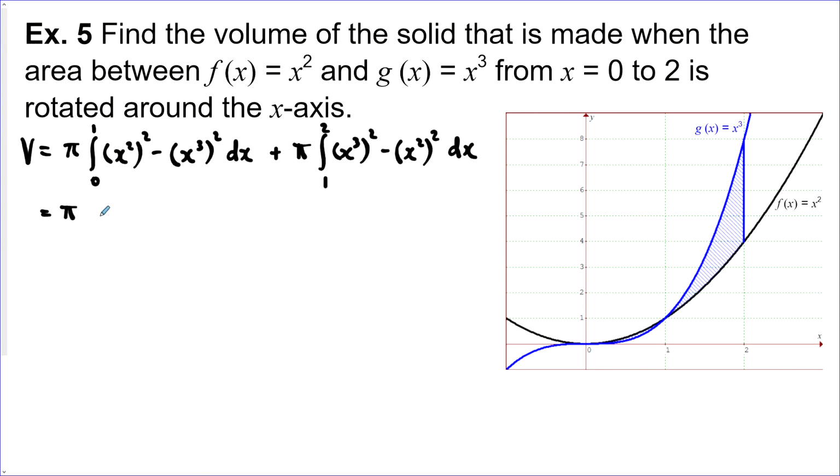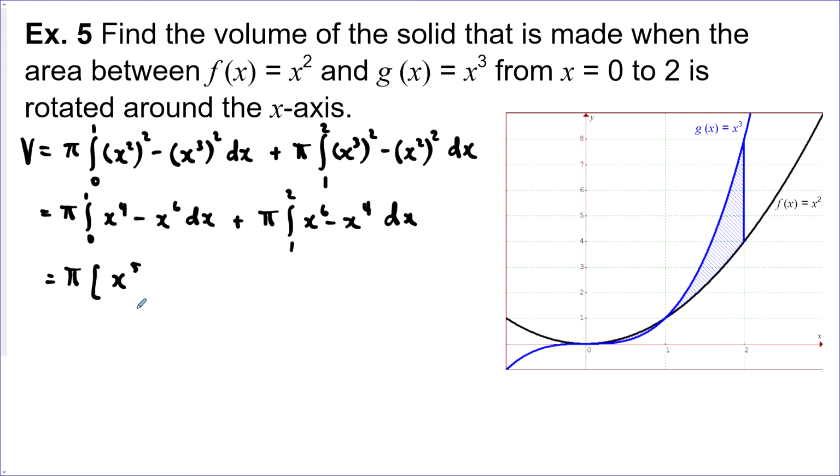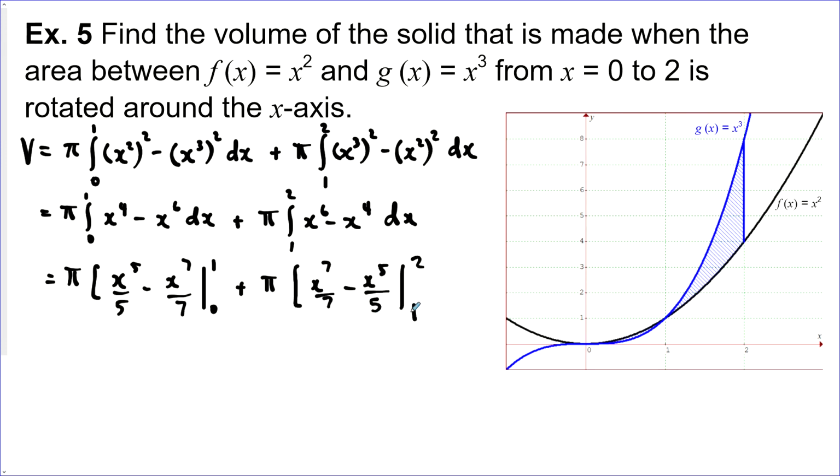So let's clean up these integrands. So from 0 to 1, we have x to the power 4 and x to the power 6. And then this one, the x to the power 6 minus x to the power 4. And we'll take the antiderivative. So this will be x to the power 5 over 5. And this one will be x to the power 7 over 7. Evaluated from 0 to 1. We've got pi, x to the power 7 over 7, minus x to the power 5 over 5, evaluated from 1 to 2.